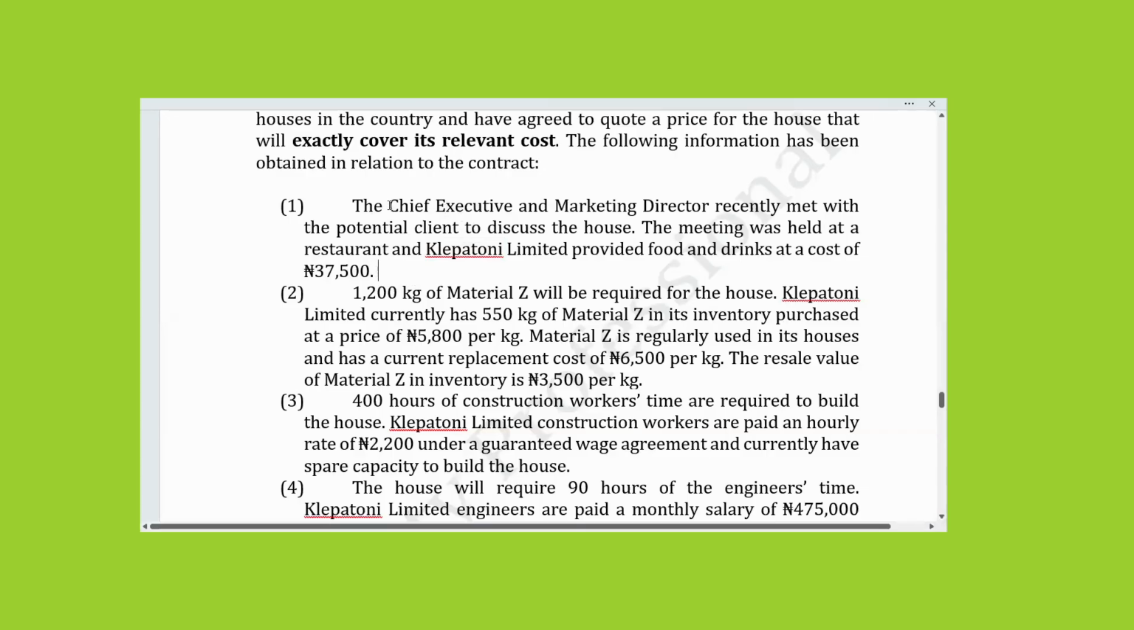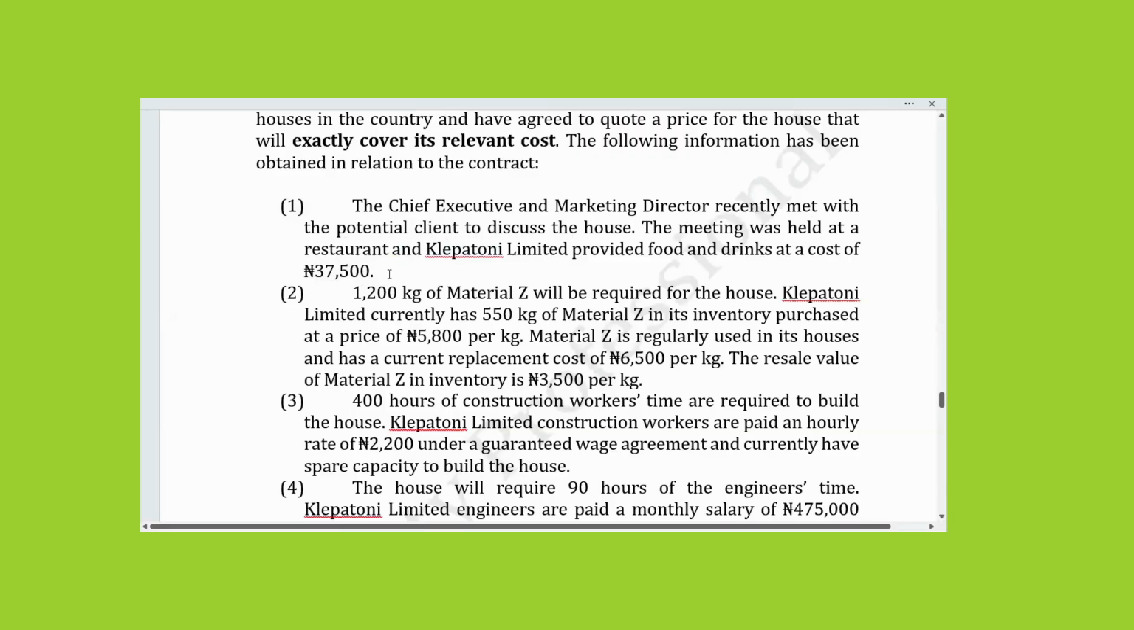But look at the description. You are told that the chief executive and marketing director recently met with potential clients. They met with a client. Why did they meet? It's because of the project. So you are now told that they met at a restaurant and they ate and drank at a cost of 37,500. So the issue now is, is this 37,500 relevant or irrelevant?